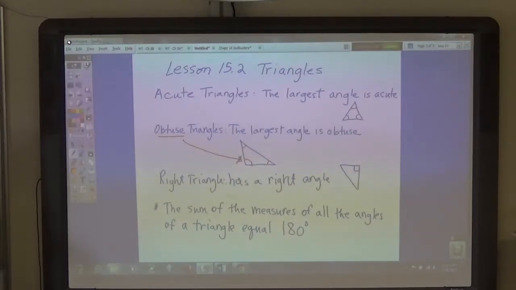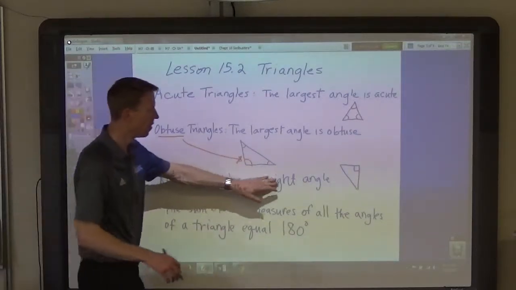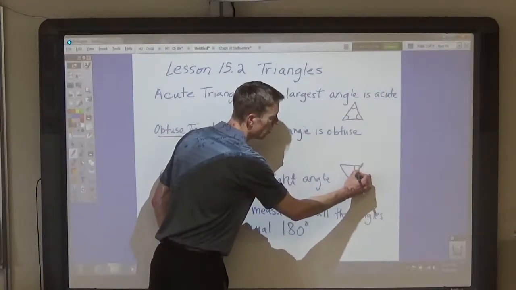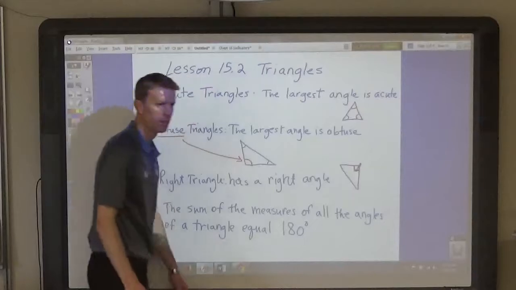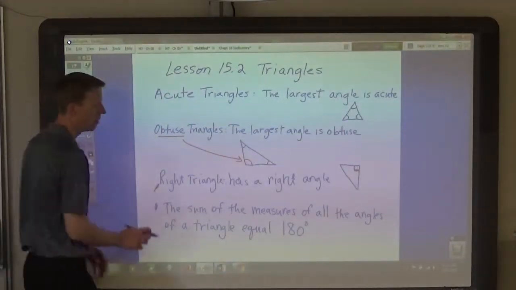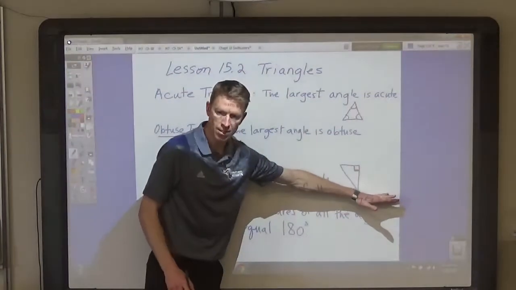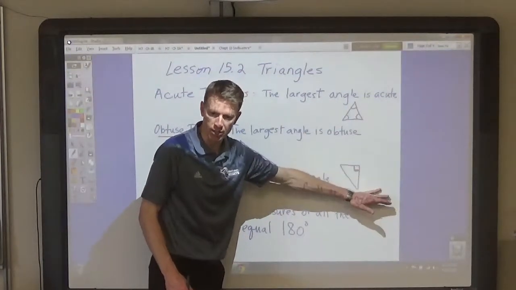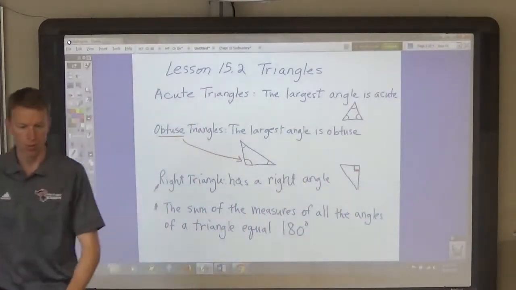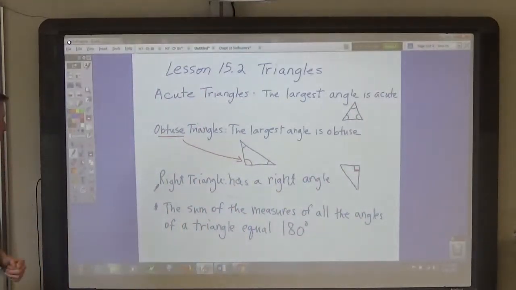Okay? A right triangle will have one right angle, and it will be labeled with a box to show that that is the right angle. It doesn't always have to be at the base of the triangle. It can be anywhere on the triangle. We can spin this triangle around. Anywhere where it has a right angle, we'll make it a right triangle.